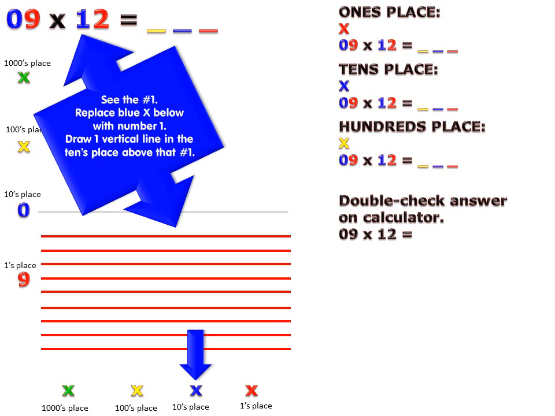See the number 1? Replace the blue X below with that number 1. Then draw 1 vertical line in the tens place above that number 1. The number 1's now been written in. And there's our 1 blue vertical line in the tens place.